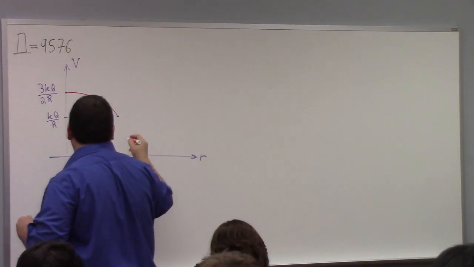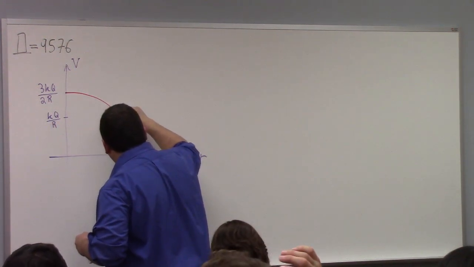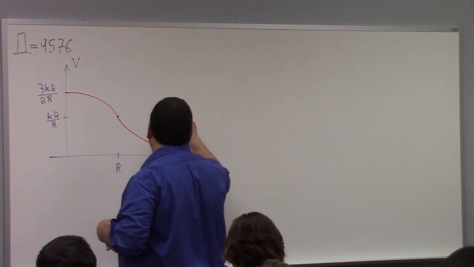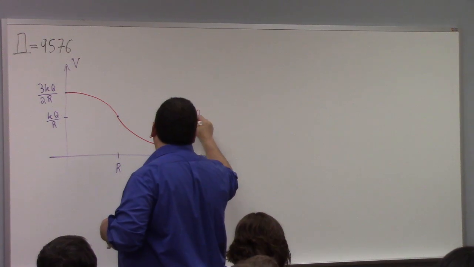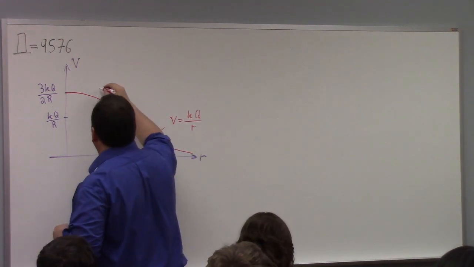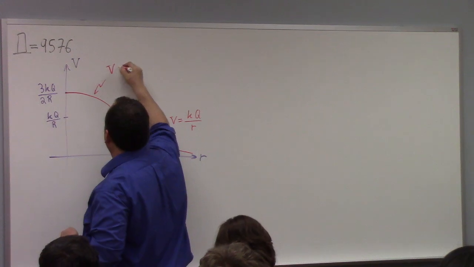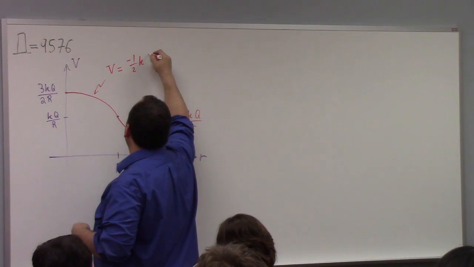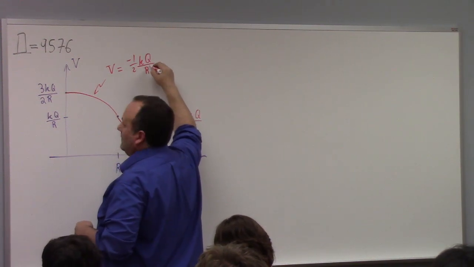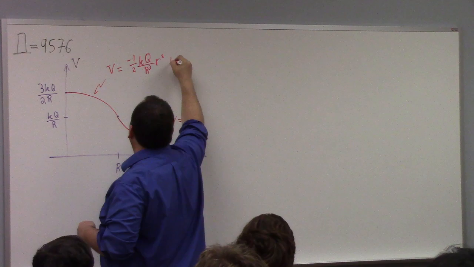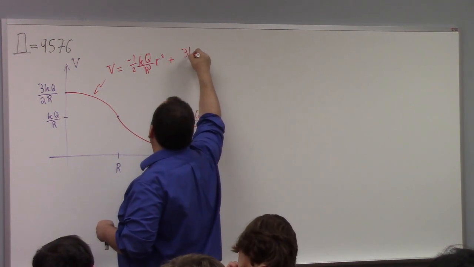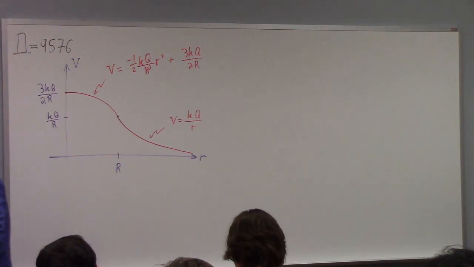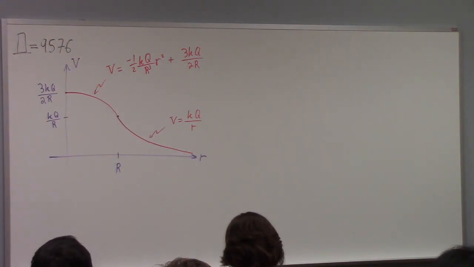And then when it gets to there, it drops into the reciprocal function, like that. See out here, it's V equals kq over r, and over here, you've got yourself V is equal to minus 1/2 kq over r cubed times r squared plus your 3kq over 2r. So that's a graph of the voltage versus spherical radius there.